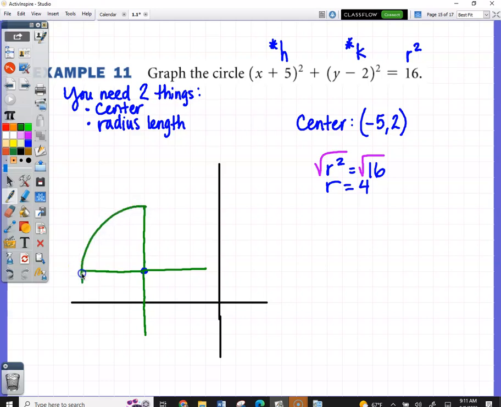Okay, I'll pull one up. It's pretty bad, but I'll pull one up, and when we finish.